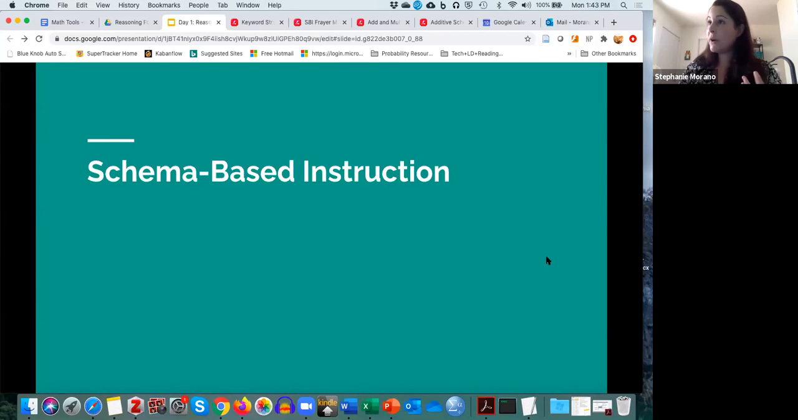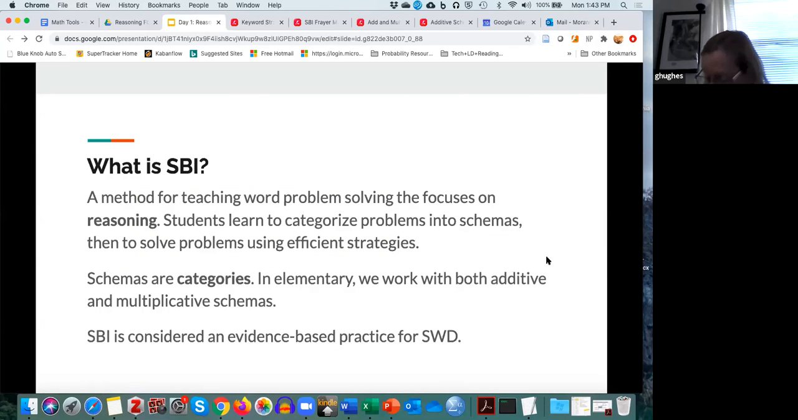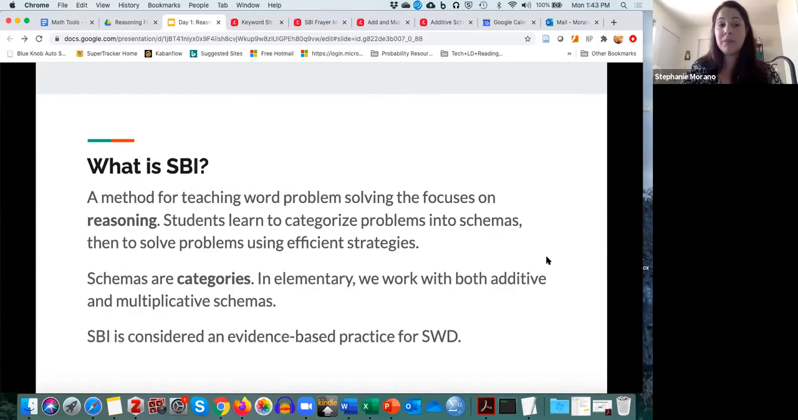Okay, so we're going to focus on schema-based instruction. What is it? It's a method for word problem solving that focuses on reasoning. It teaches students to categorize problems into schemas. Schemas are really just categories. And then once you've identified the schema, you learn to use an efficient strategy to solve that type of problem, that category of problem.